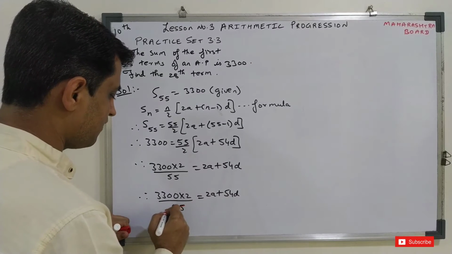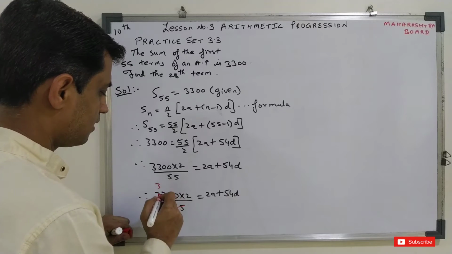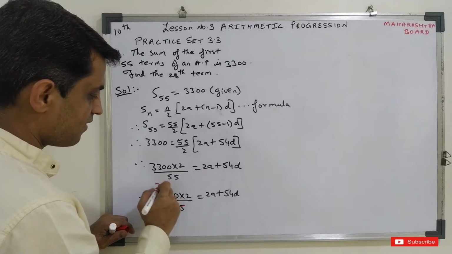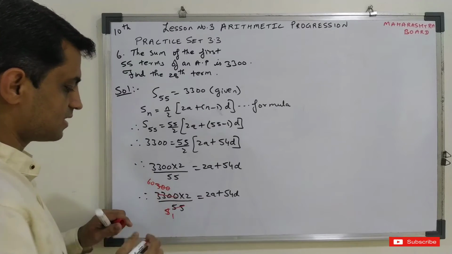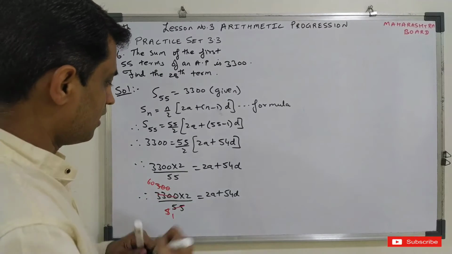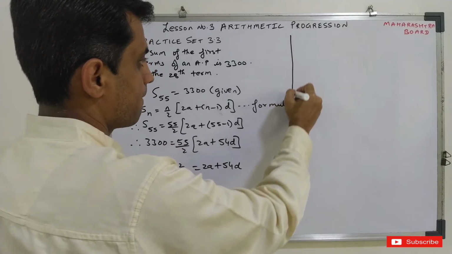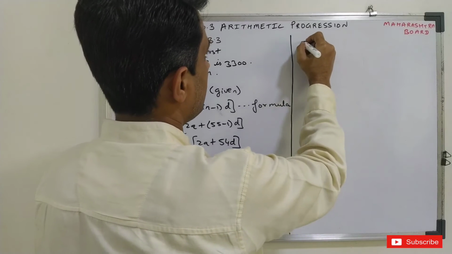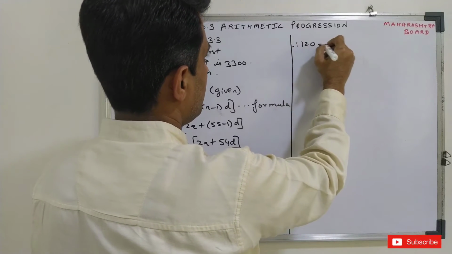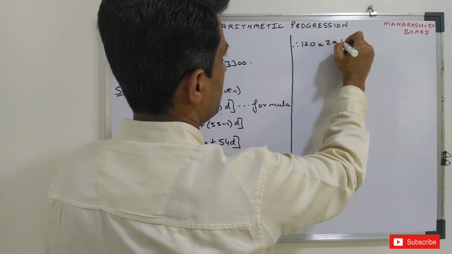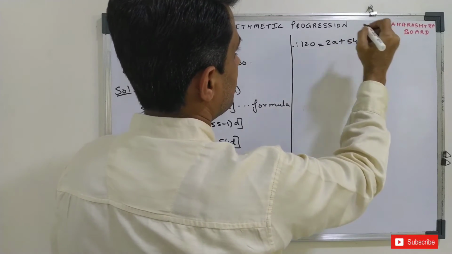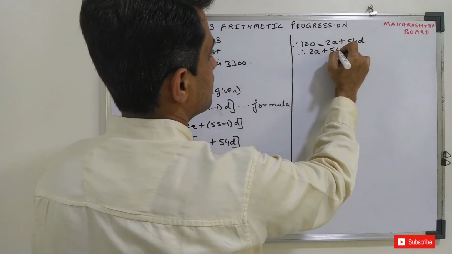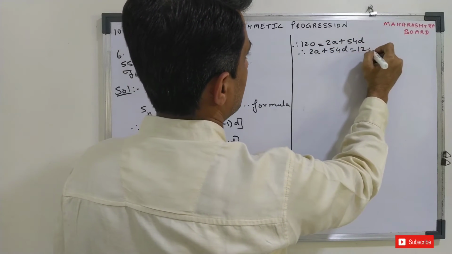11 5s are 55, 11 3s are 33, 0 0. 5 1s are 5, 5 6s are 30, that is 60. So we got here 60 into 2. How much is that? 120. So 120 is equal to 2a plus 54d. So we got 2a plus 54d is equal to 120.